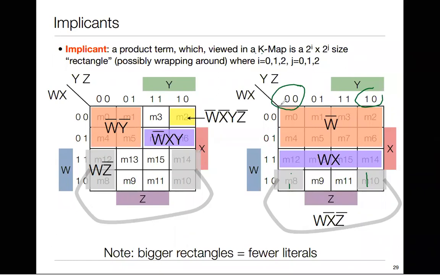So again, what happens over here? 0 and 1 will get cancelled. So what will be left out? 0 will be left out. It is nothing but Z bar.